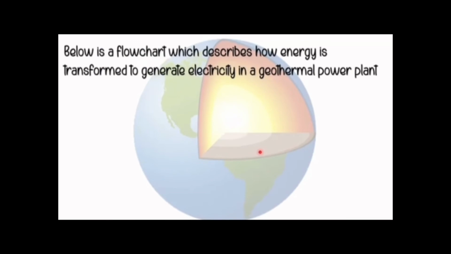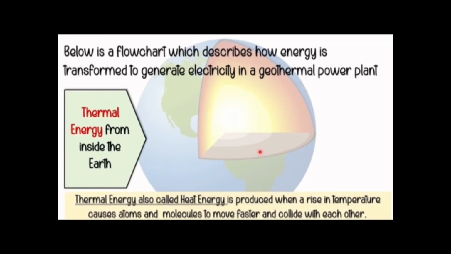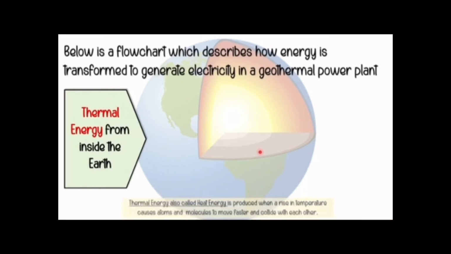Next is the flow chart, which describes how energy is transformed to generate electricity in a geothermal power plant. Thermal energy from inside the earth. When we say thermal energy, it is the energy produced when a rise in temperature causes atoms and molecules to move faster and collide with each other.